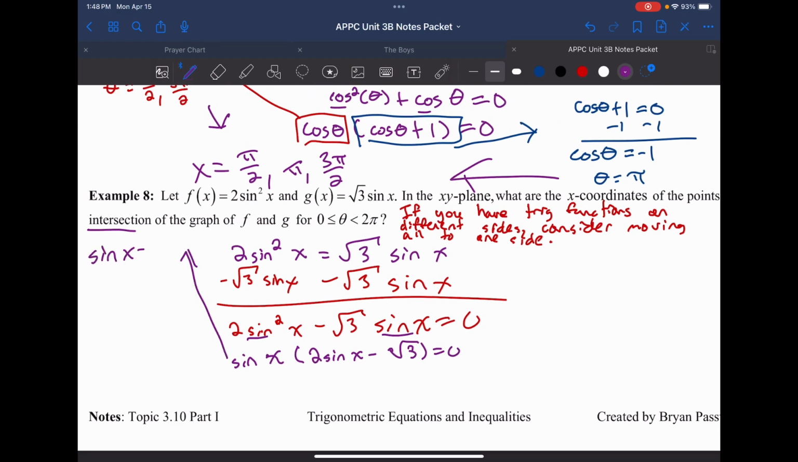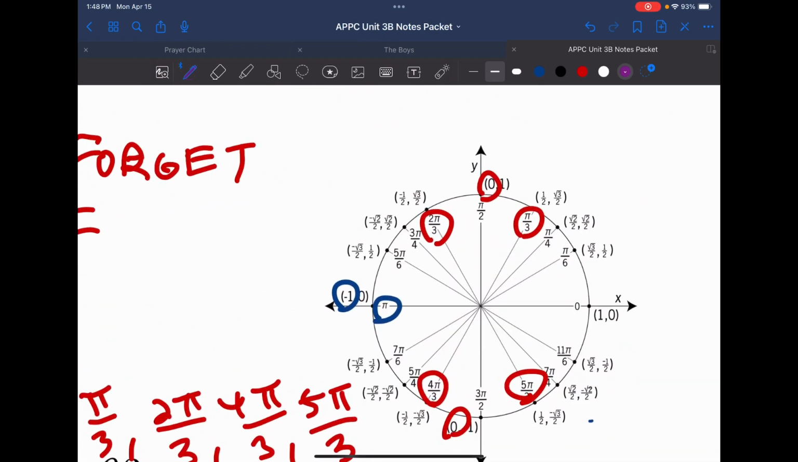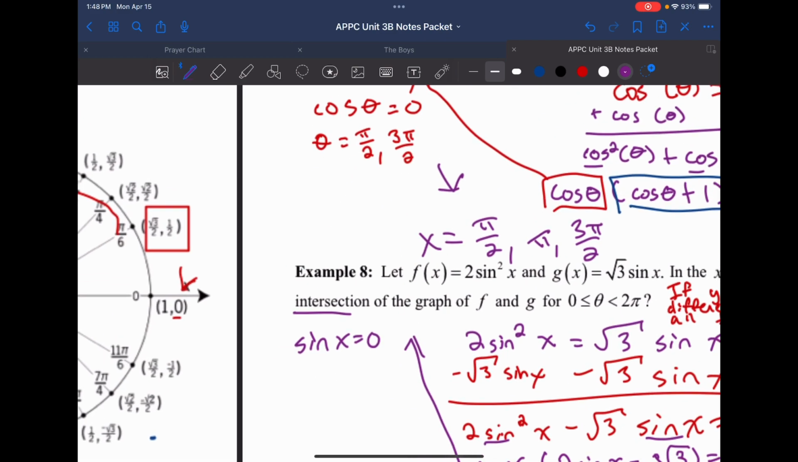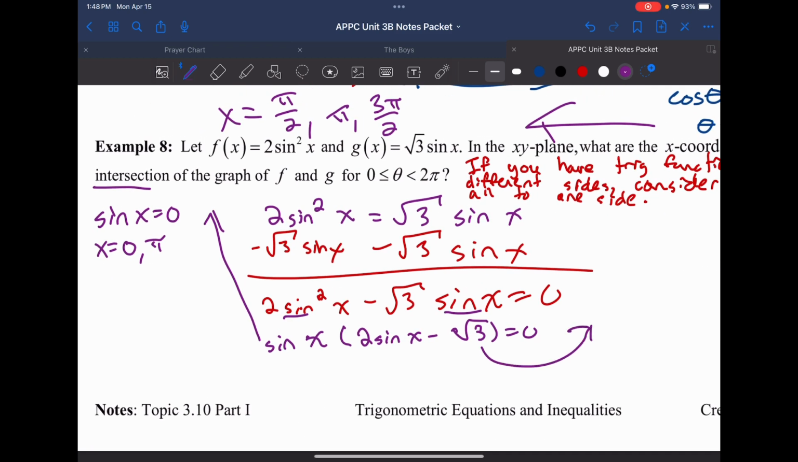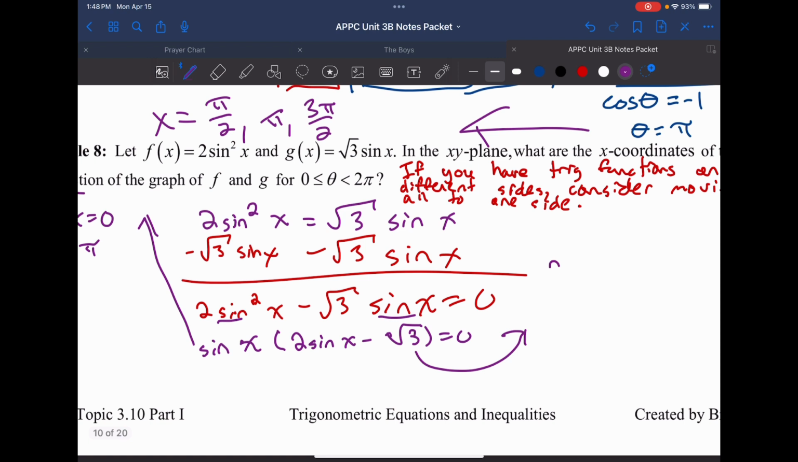Sine x equals 0. So that one's asking, when is my y value equal to 0? My y value is 0 at 0 and pi. So that gives me x is 0 and pi. And then this one over here, I just go 2 sine x minus the square root of 3 equals 0. Add the square root of 3. Boom. Divide by 2.